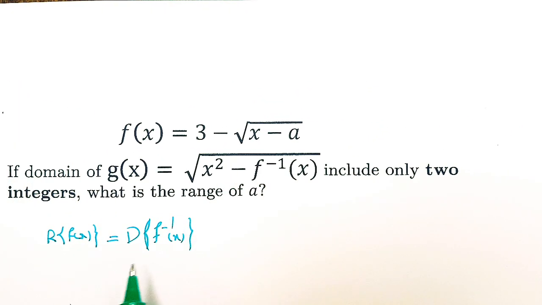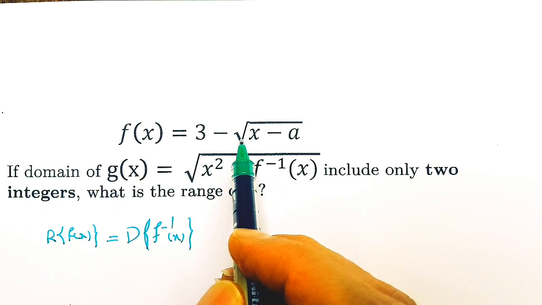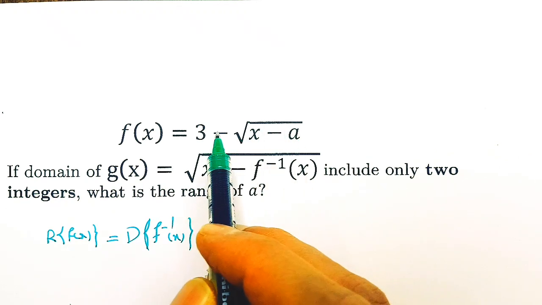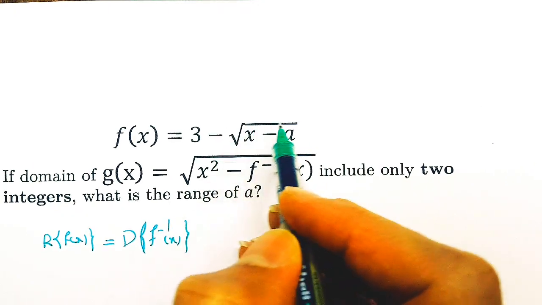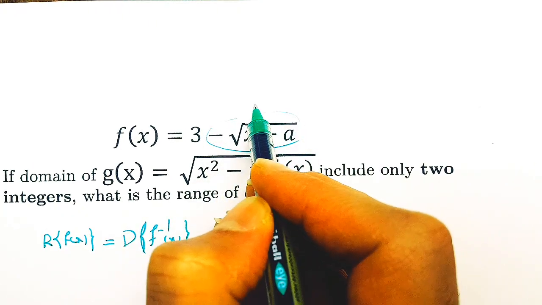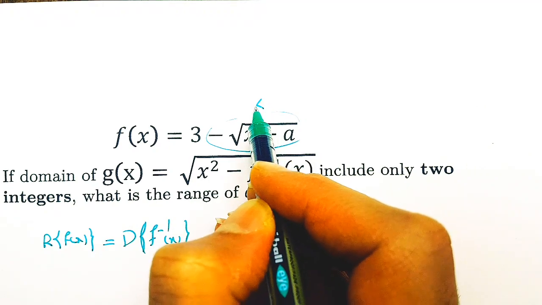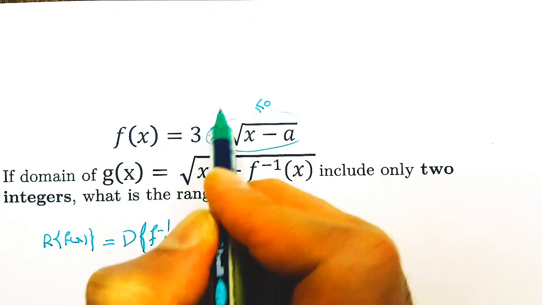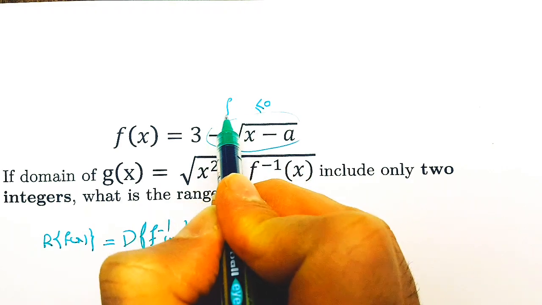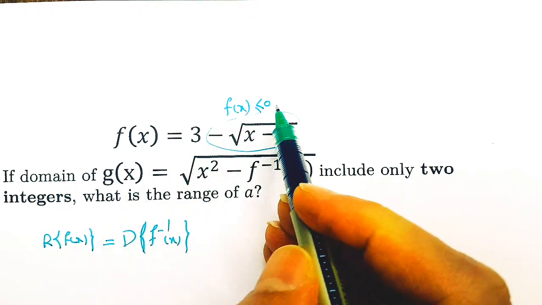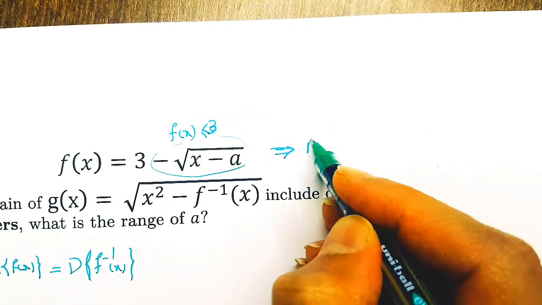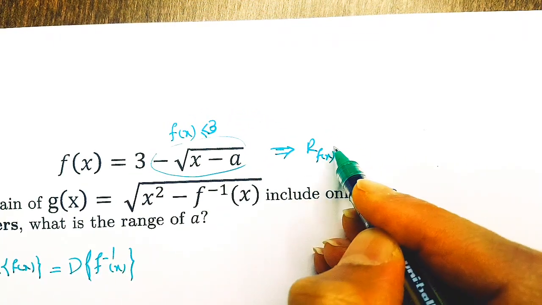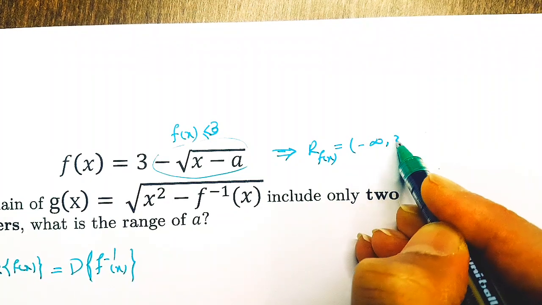We know that f(x) is a monotonic decreasing function. Why? Because square root is an increasing function. Negative of it will be a decreasing function. So this function here is going to be always less than or equal to 0. If we add 3 to both sides, then f(x) is always less than or equal to 3. Then the range of f(x) will be equal to minus infinity to 3.